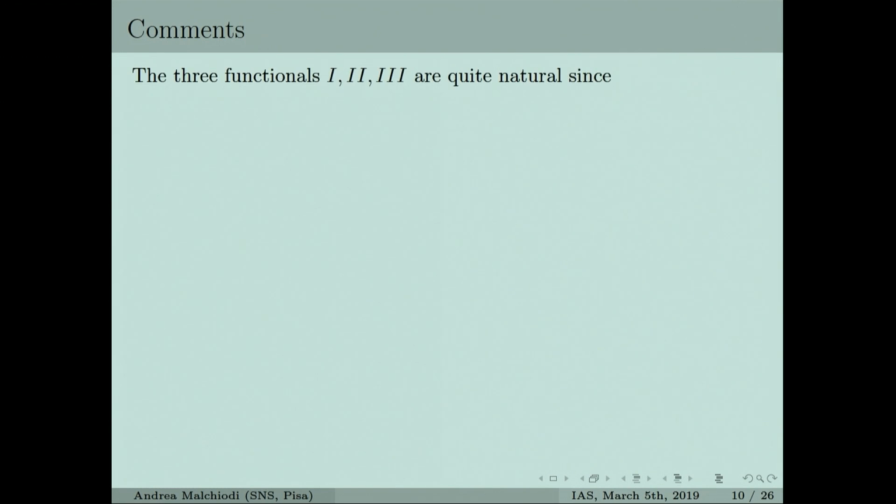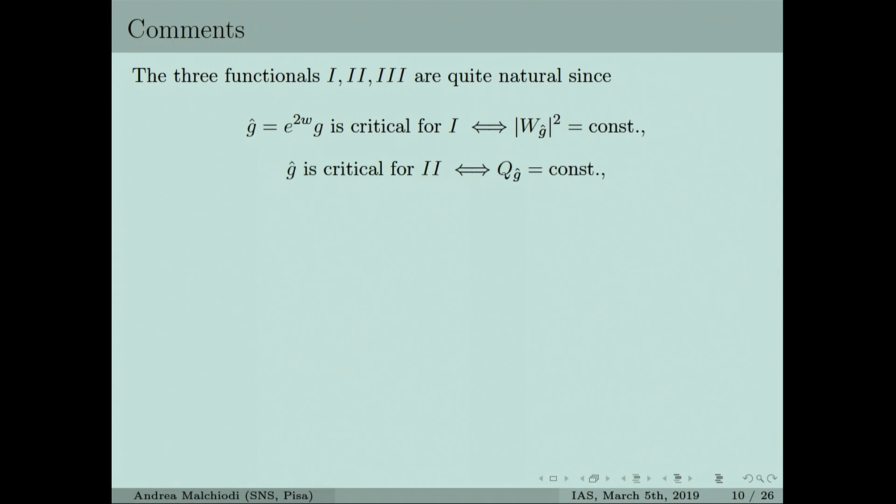So some comments. The 3 functionals that I listed above are actually quite natural. In fact, if you extremize the first functional, then the norm of the Weyl tensor is constant. If you extremize the second functional, then you get constant Q curvature. And if you extremize the third functional, then the Laplacian of the scalar curvature is a constant, which means that the scalar curvature is actually a constant. So you're finding a Yamabe metric.